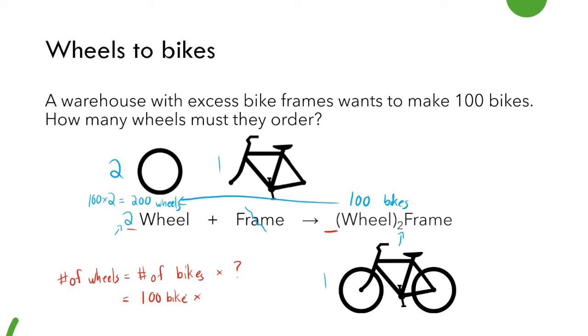Now, a lot of people get this mixed up. A lot of people are like, which one do I put on the top? You're going to put the one on the top that you're looking for. So you know you have 2 wheels and the coefficient in front of the bikes, the wheel 2 frame, the bikes, is just a 1. So our bikes are going to now cancel, and our number of wheels is going to be 100 times 2, which is 200, just like we found above.